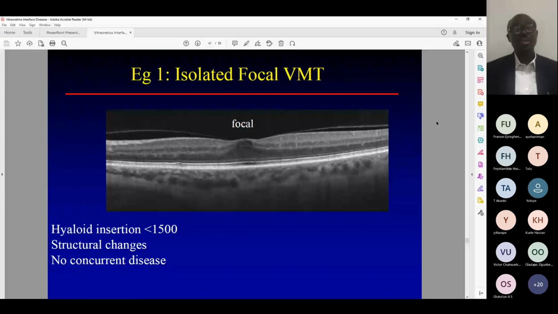So again, let's use the same parameters we defined and look at what's happening here. There's a hyaloid which is attached centrally, less than 1,500 microns. There is an architectural change, and there's no concurrent disease. So this becomes a focal disease. A focal disease is a VMT because of architectural change, and it's isolated because there's no concurrent macular disease. Should we move to the next one, example 2?